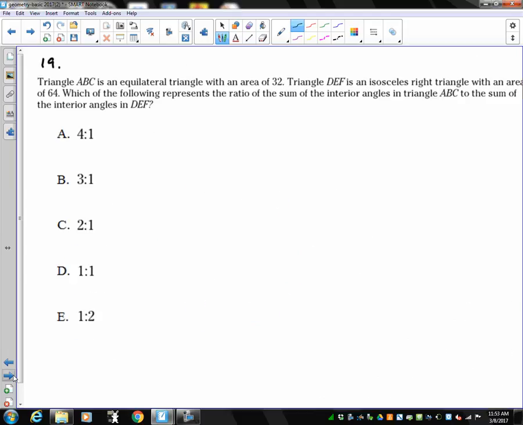Okay, on number 19, we have triangle ABC, an equilateral triangle with an area of 32. Triangle DEF is an isosceles triangle.